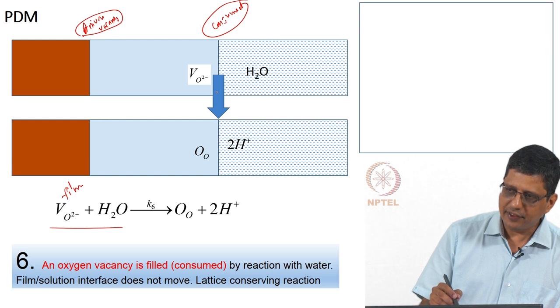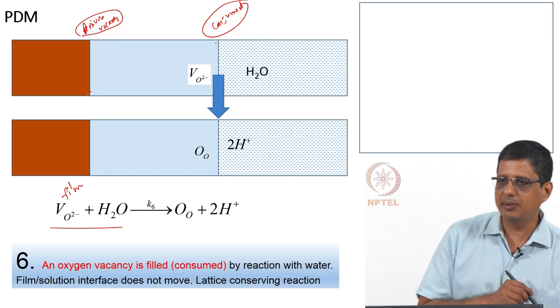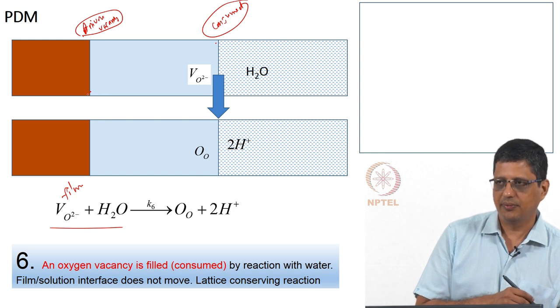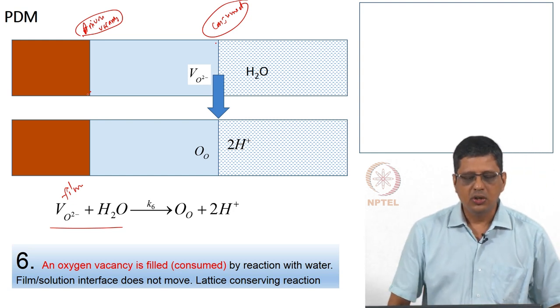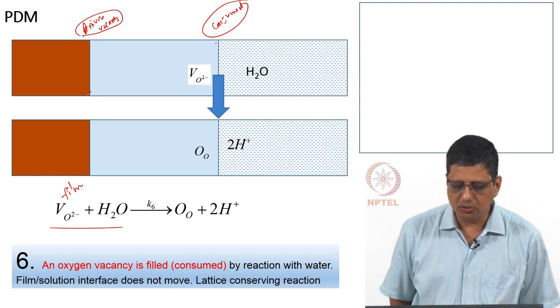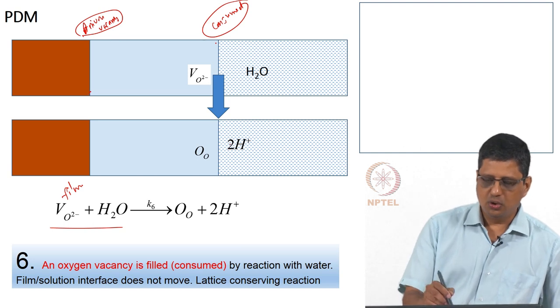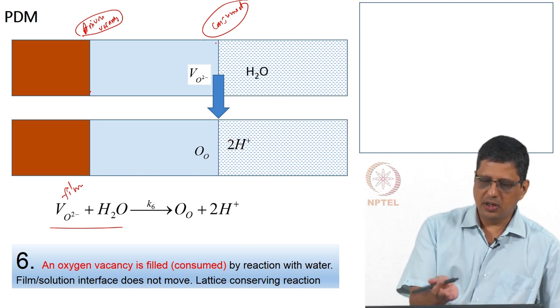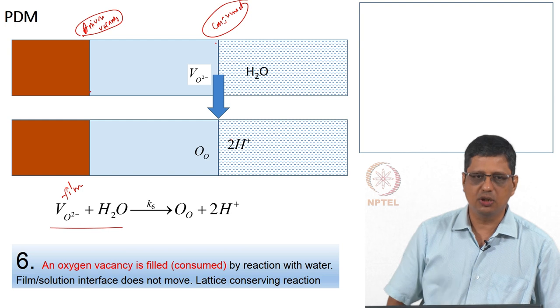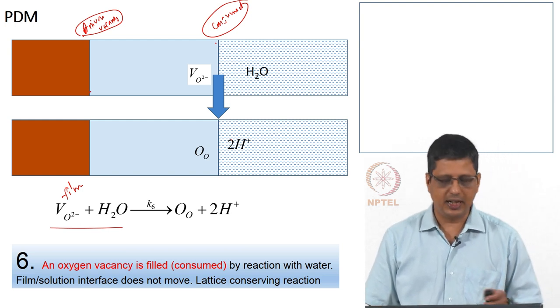Complementary, cation vacancies are created at this interface and they are consumed at the metal interface. So, we say oxygen vacancy in the film is filled or consumed by reaction with water. Again, 2H plus go into solution. The oxygen has come here, but the film has not moved yet. So, it is again a lattice conserving reaction.